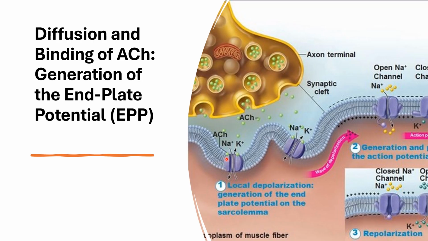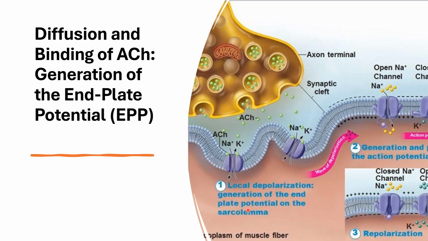Each receptor is a ligand-gated ion channel composed of 5 subunits. Acetylcholine binds to 2 alpha subunits to open the central pore. The channel allows sodium ion influx and potassium ion efflux, with sodium ion predominating, producing a local depolarization called the end plate potential, that's EPP.